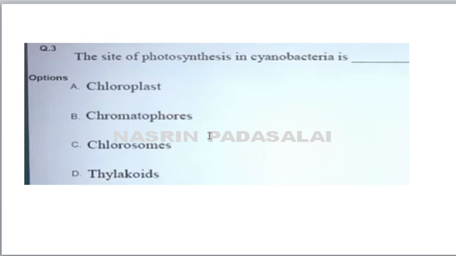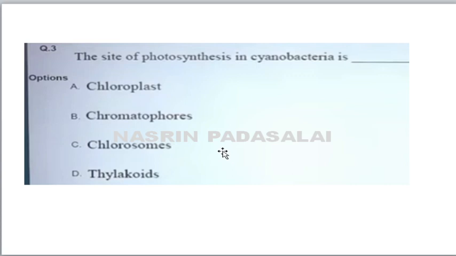So the correct option is chlorosomes. These chlorosomes are involved in the process of photosynthesis as an antenna complex, and they are generally found in green sulfur bacteria. So here they are speaking about cyanobacteria. So a green sulfur bacteria is again a cyanobacteria. So the correct option is the chlorosomes, and it generally captures the light energy and gives it to wherever it is required.